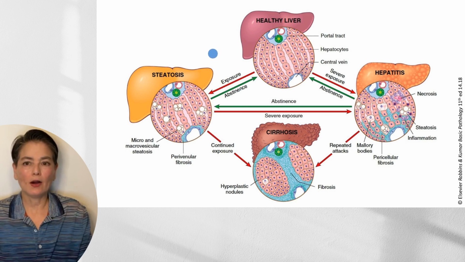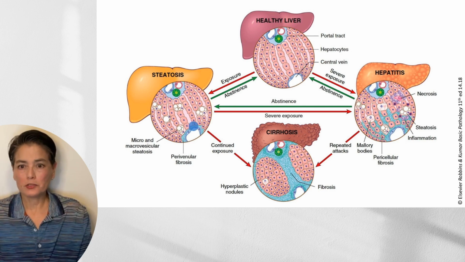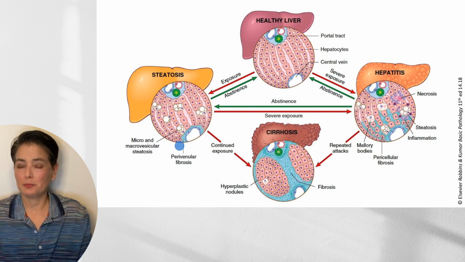consumes a certain amount of alcohol, this can lead to steatosis, which is going to be the deposition of small and large droplets of lipid within the hepatocytes. This is referred to as micro and macrovesicular steatosis. We can also see a little bit of perivenular fibrosis. Remember, this is our central lobular region. This is the area where most alcohol is being metabolized, where we're getting the generation of acetaldehyde and reactive oxygen species.